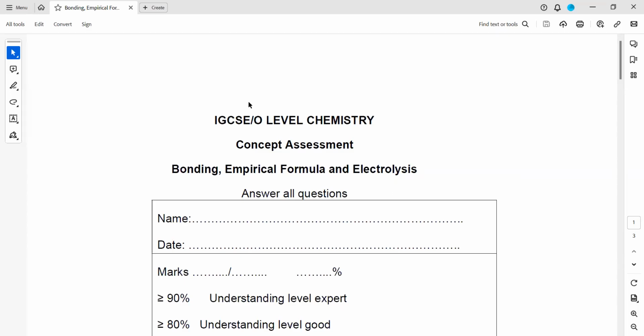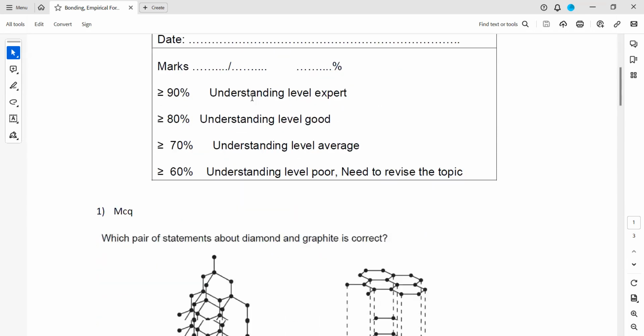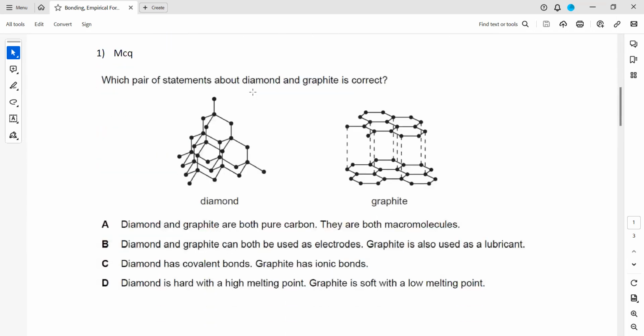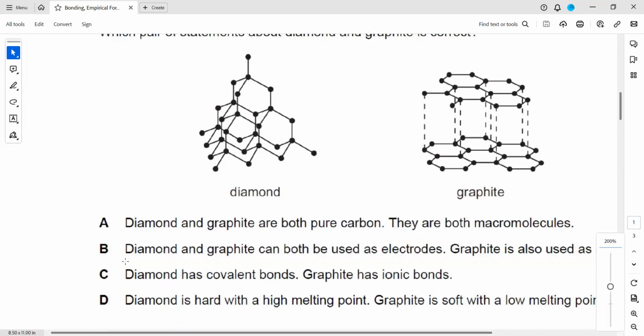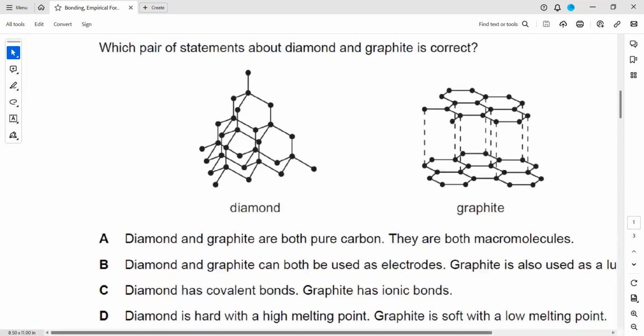So this pop quiz is related to bonding, empirical formula, and electrolysis. In the first one, the first question: which pair of statements about diamond and graphite is correct?